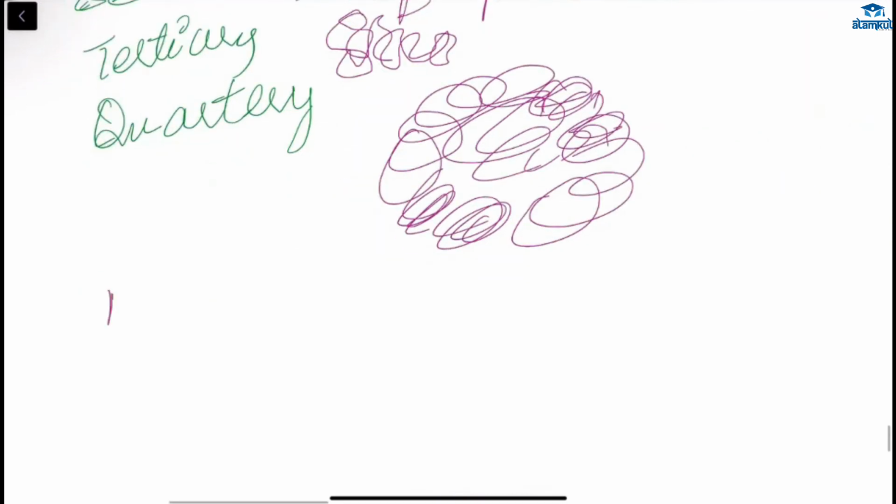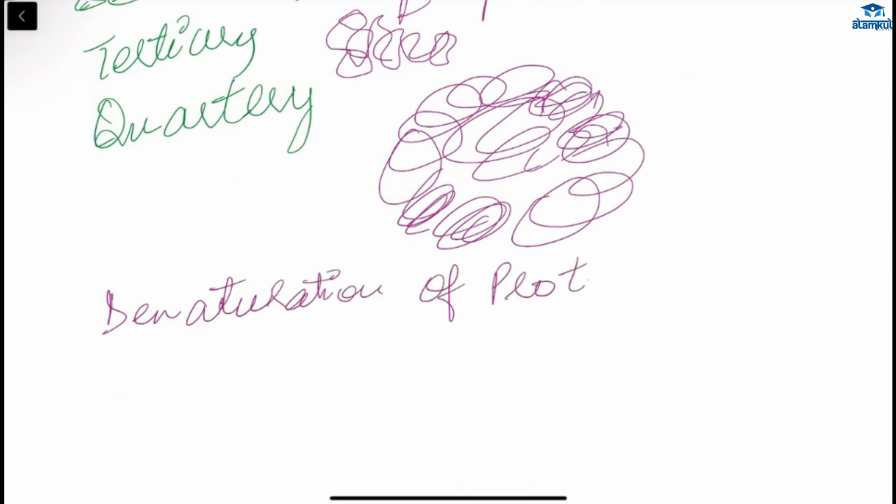Now, one definition is there: denaturation of protein. What is denaturation of protein?